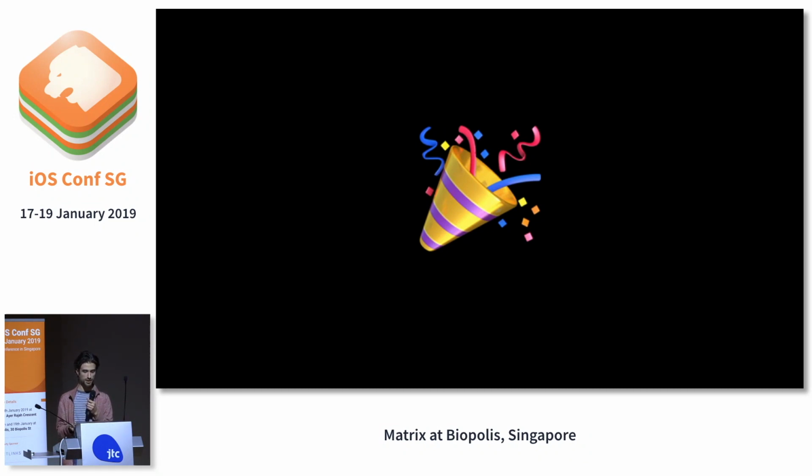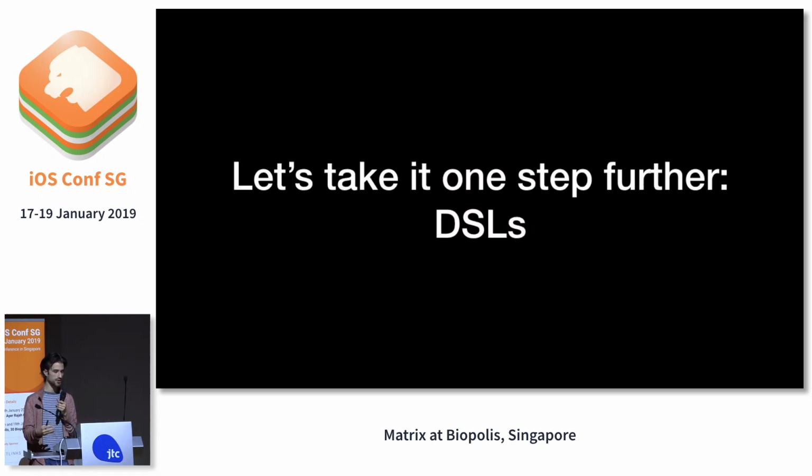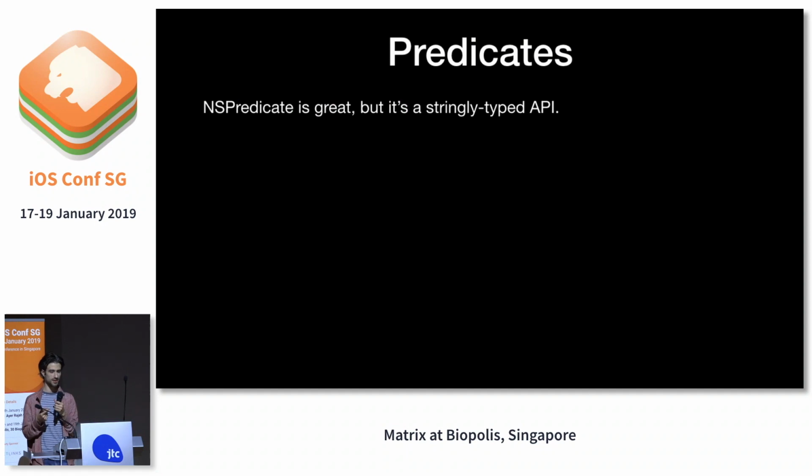But I don't want to stop here. I want to keep going and show you how you can use KeyPath. To take it one step further, we're going to look at another topic, which is DSLs. And I'm interested in one particular kind of DSL: the DSL that allows you to work with predicates.